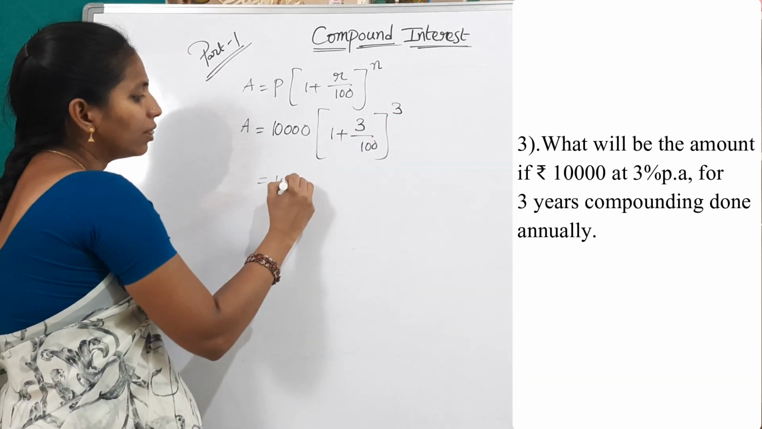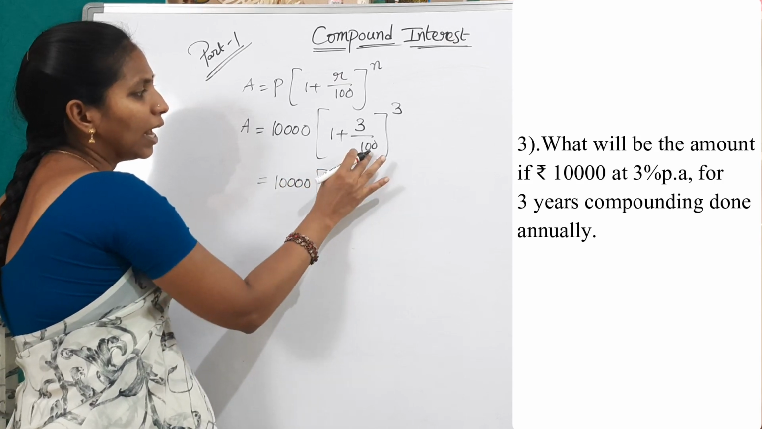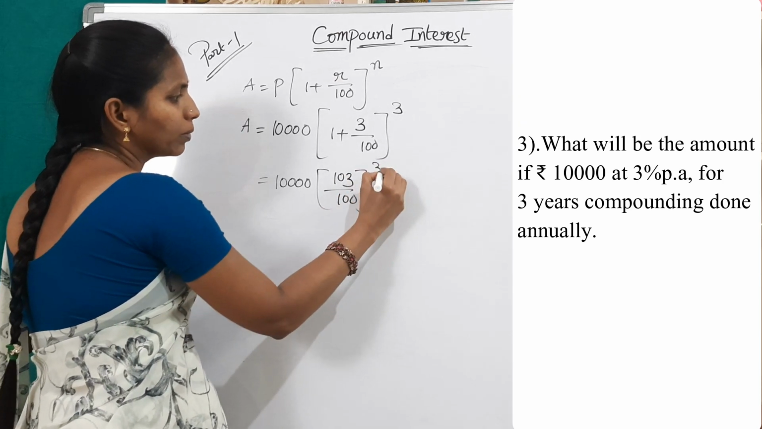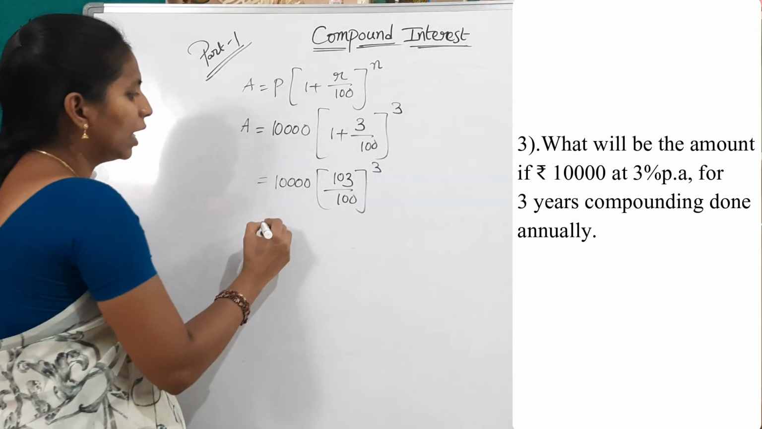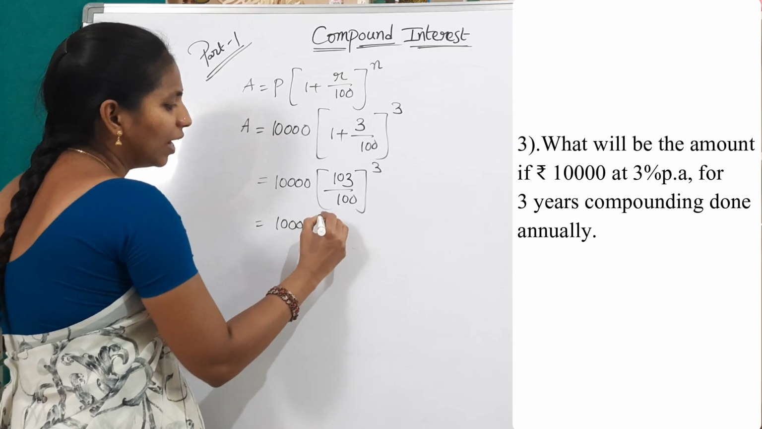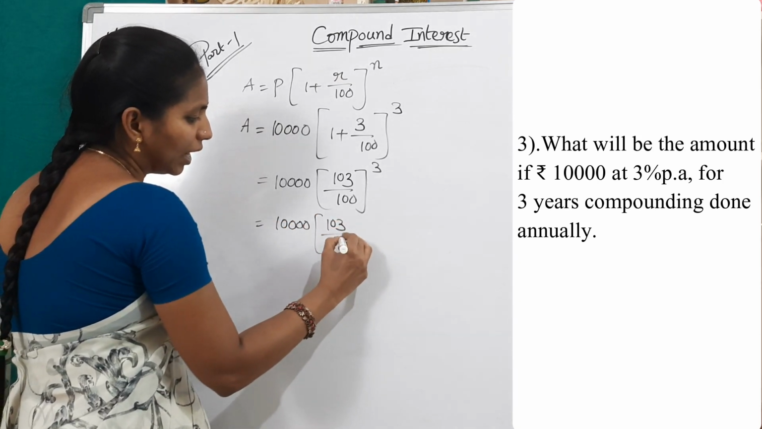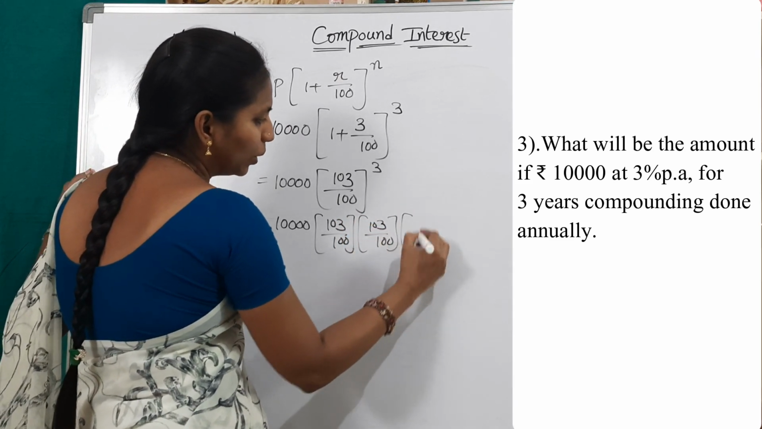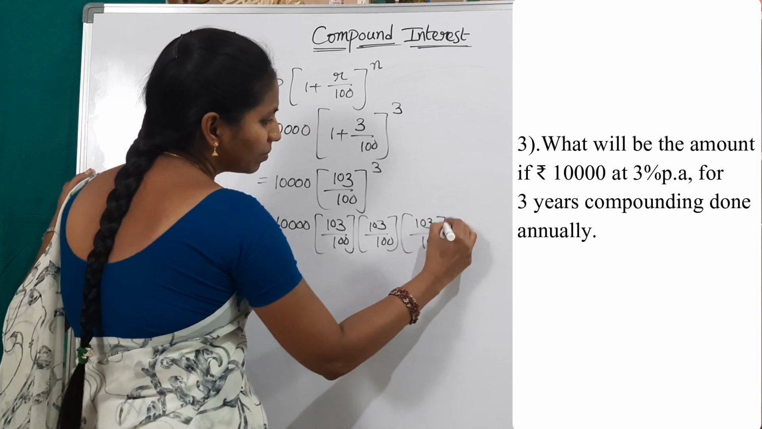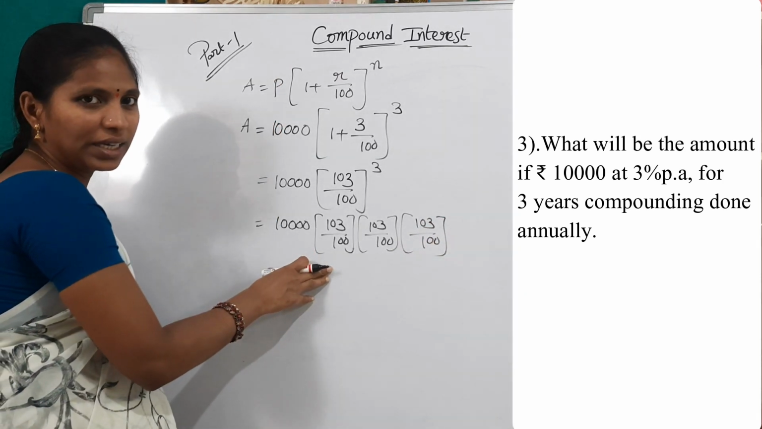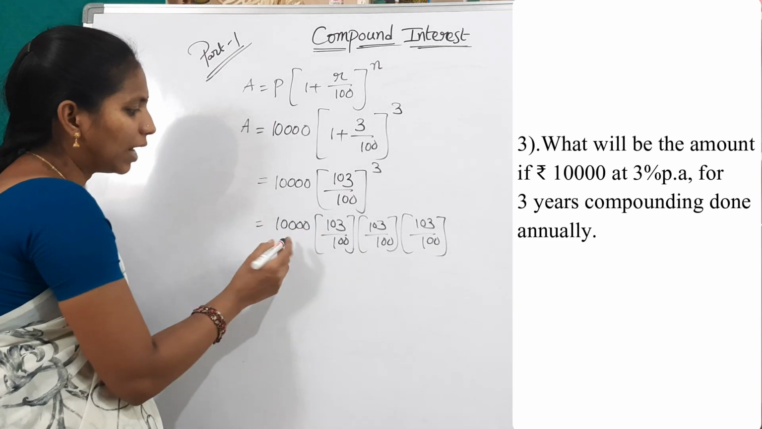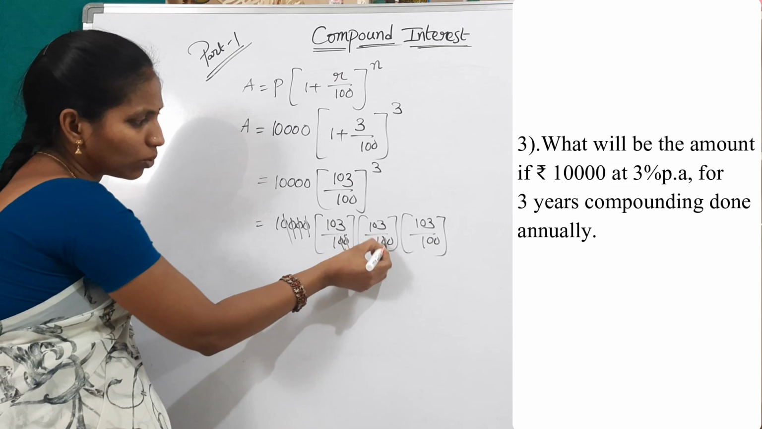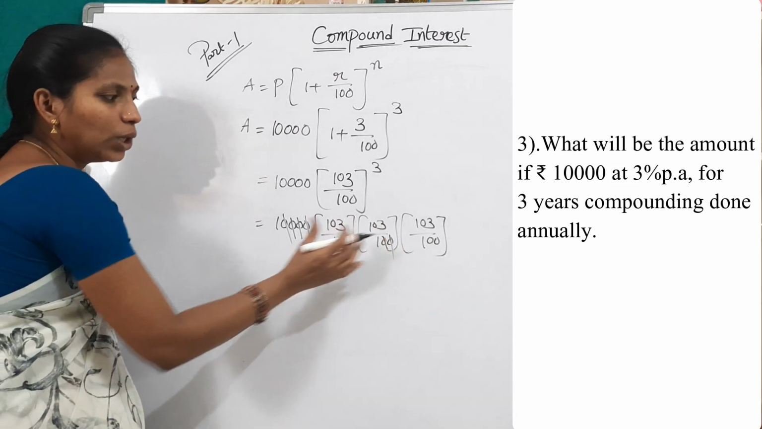Now calculate 10,000 into (100 plus 3, that is 103 by 100) whole cube. Now 10,000 into 103 by 100 into 103 by 100 again into 103 by 100. This is somewhat difficult to calculate. Suppose, see the calculation: 4 zeros. Cancel these 4 zeros with these 4 zeros. Okay. Now 103 into 103.